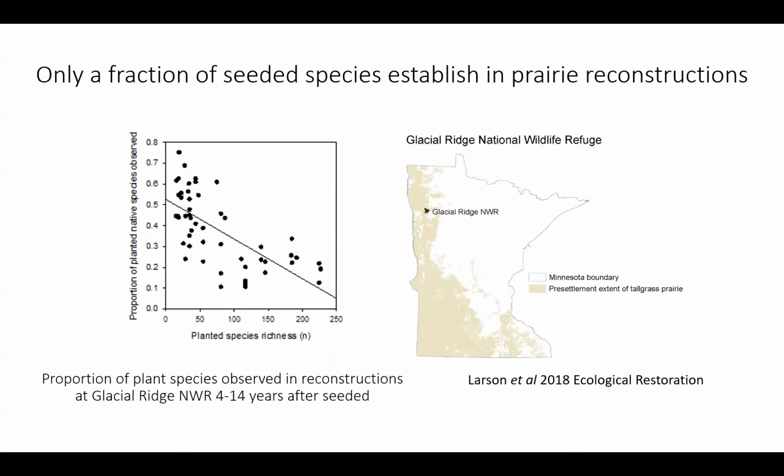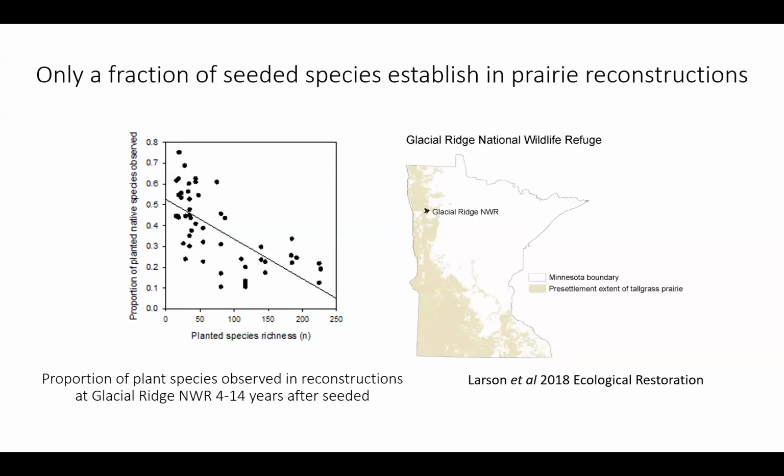And then hopefully this is something that all of you are familiar with already, this general problem that we have in prairie restorations where only a fraction of the species that we seed actually establish. These are data from Diane Larson and her colleagues looking at Glacial Ridge National Wildlife Refuge 4 to 14 years after they seeded different prairie reconstructions. You see the planted species richness on the x-axis, and then the proportion of those species that they actually observed established either 4 to up to 14 years later.